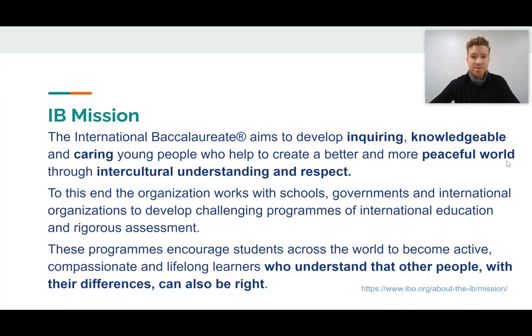We draw your attention to the last paragraph. These programs encourage students across the world to become active, compassionate, and lifelong learners who understand that other people, with their differences, can also be right. The capacity to communicate well with people of differing perspectives and opinions is one of the skills that we develop here at City.